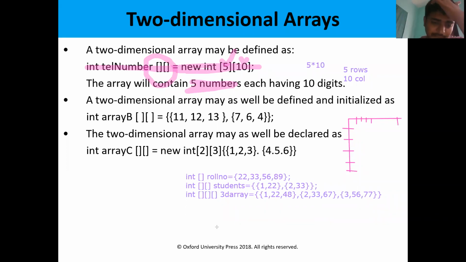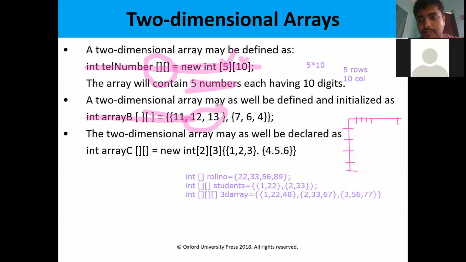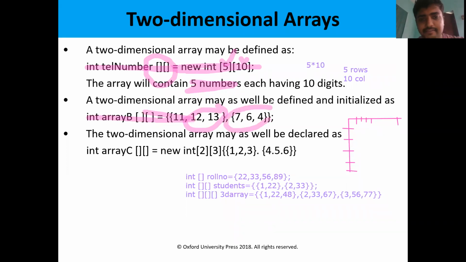So let us take another example. Array B, he is initializing the array with 2 dimensions. The first row is 11, 12, 13. The second row is 6, 7, 4. This is a 2 by 3 matrix. How can you say that this is 2 by 3?